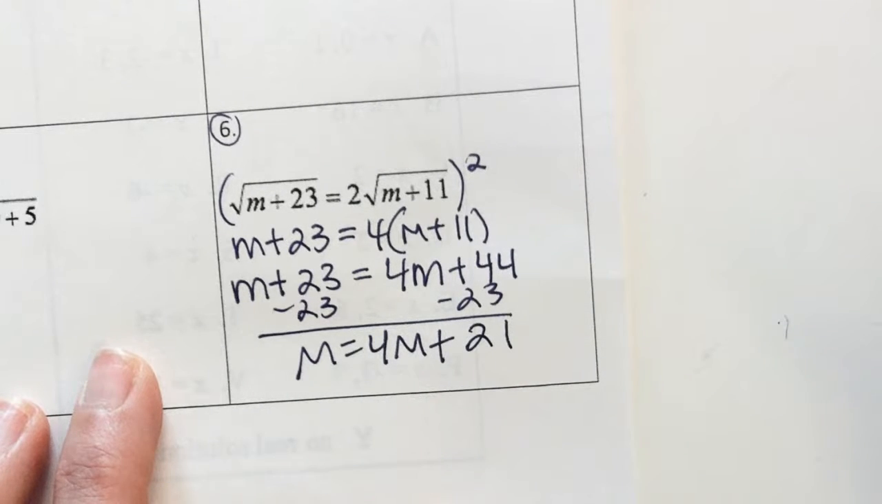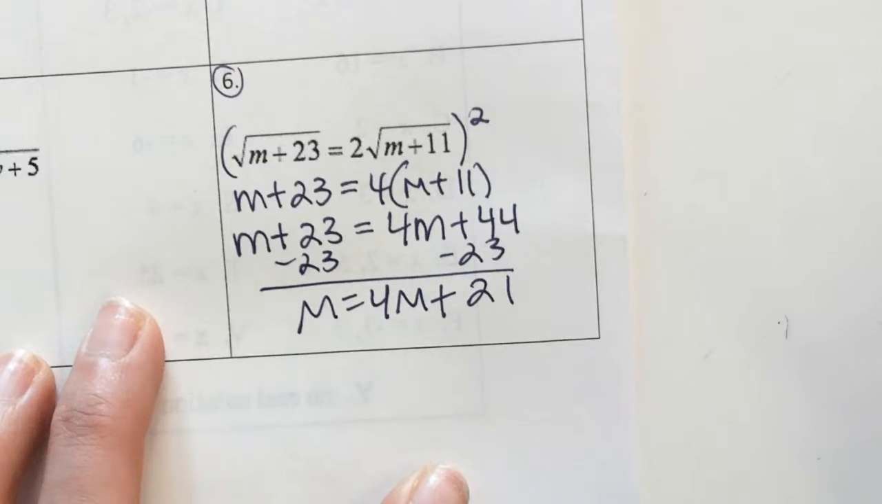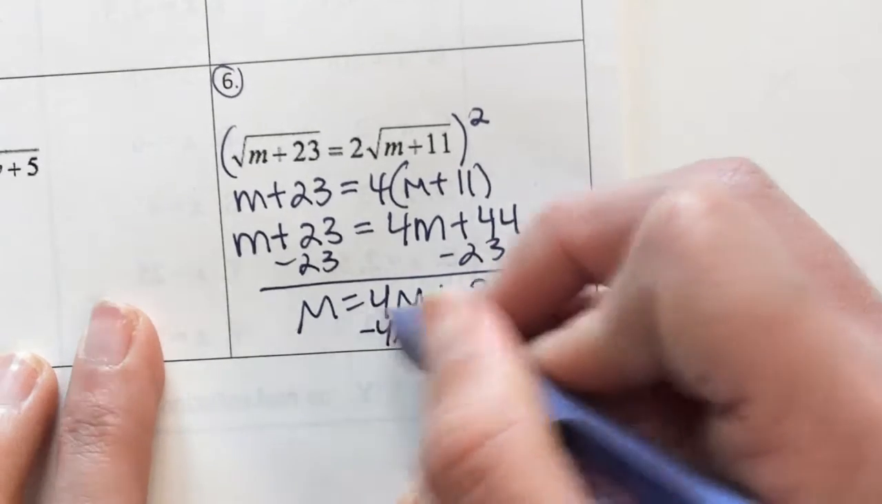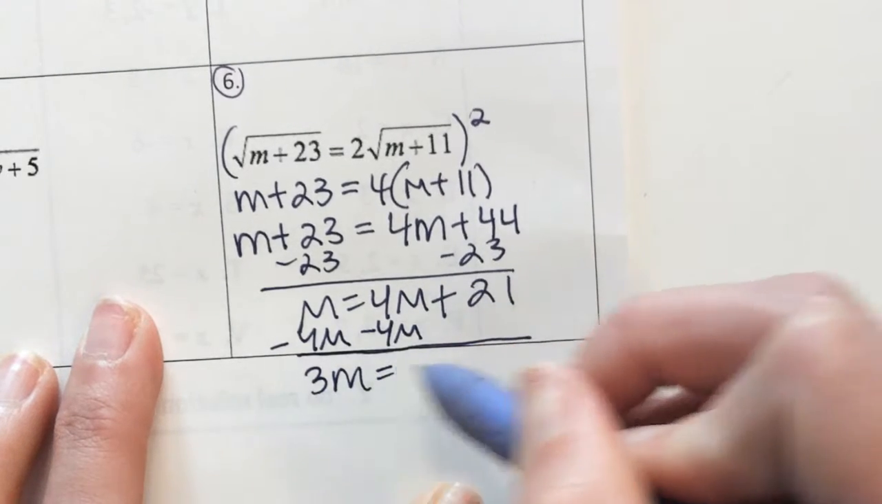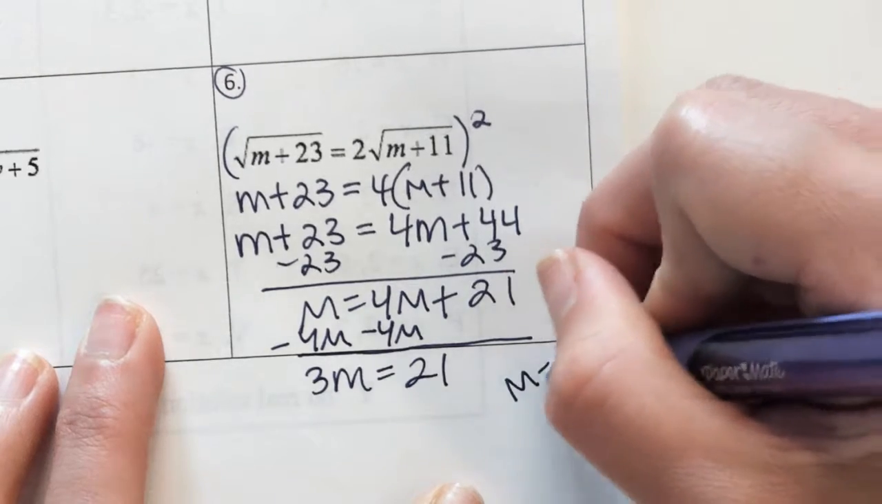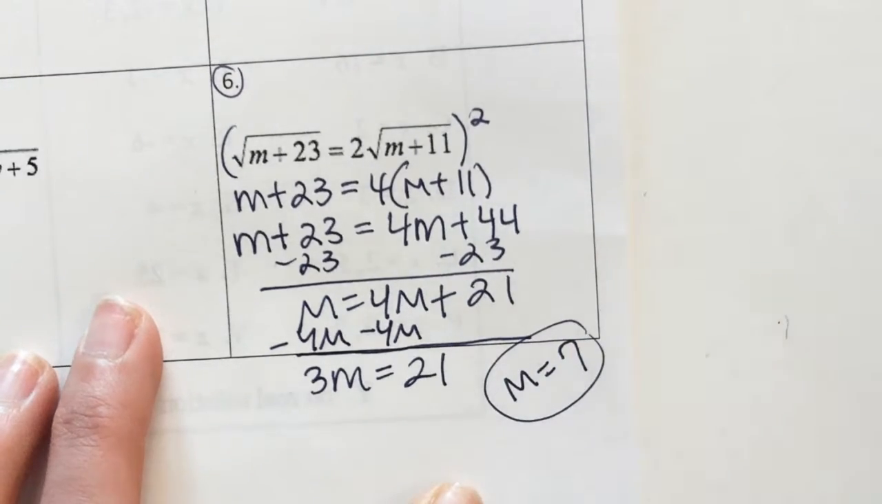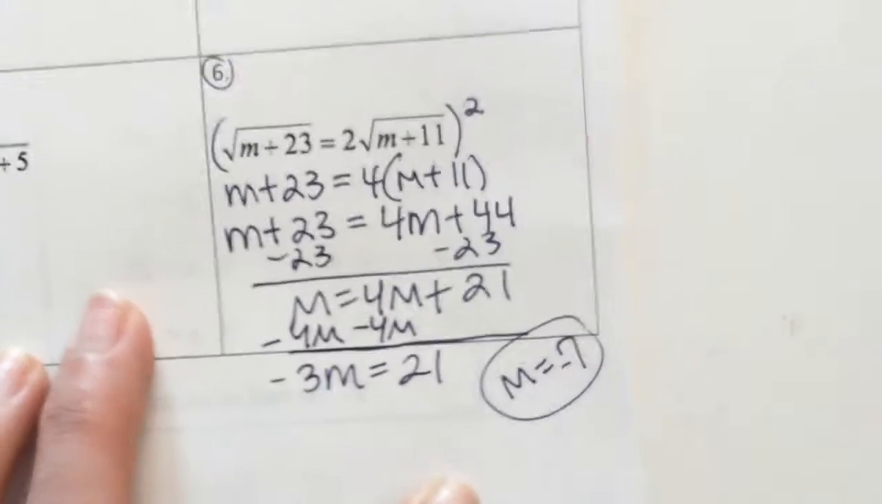Okay. Next we need to do what? Subtract what? 4m. That'll make what on this side? 3m equals? So m equals? Oh, thank you. So it's what? Yes. Sorry, I made a boo-boo.